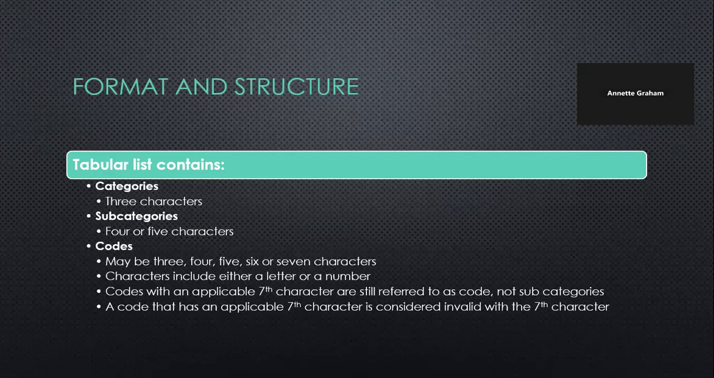Now, it depends on the chapter. It depends on the code to whether it is 3, 4, 5, 6, or 7 characters. Characters include either a letter or a number. Codes are applicable for seventh character, and they are still referred to as a code, not subcategories. And there are specific codes that have the applicable seventh character and are considered invalid if you are missing the seventh character. Those are typically going to be a letter. And for certain sections of the book, that will be A, D, or S.